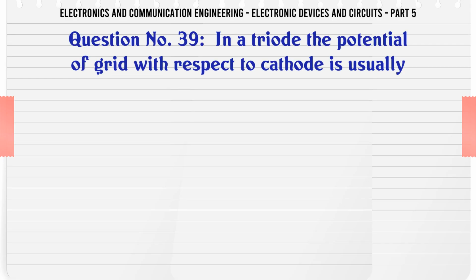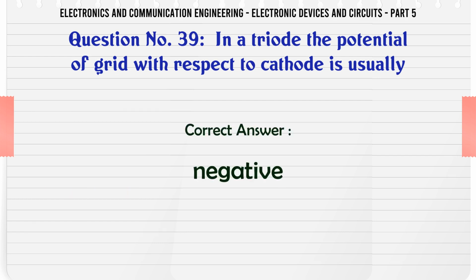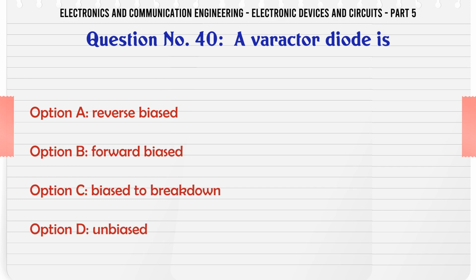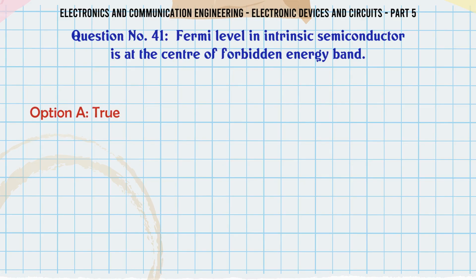In a triode, the potential of grid with respect to cathode is usually A. 0. B. Negative. C. Positive. D. 0 or positive. The correct answer is negative. A varactor diode is A. Reverse biased. B. Forward biased. C. Biased to breakdown. D. Unbiased. The correct answer is reverse biased. Fermi level in intrinsic semiconductor is at the center of forbidden energy band. A. True. B. False. C. D. The correct answer is true.